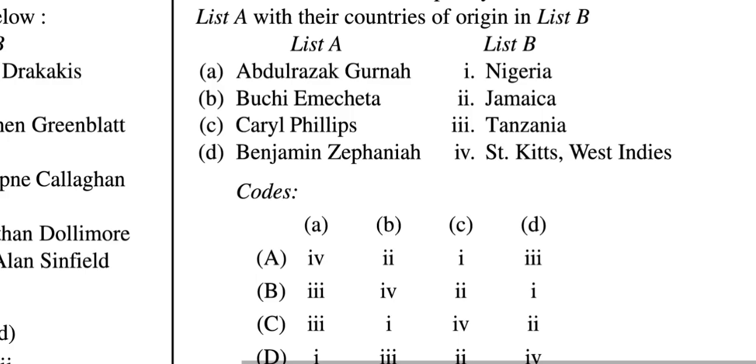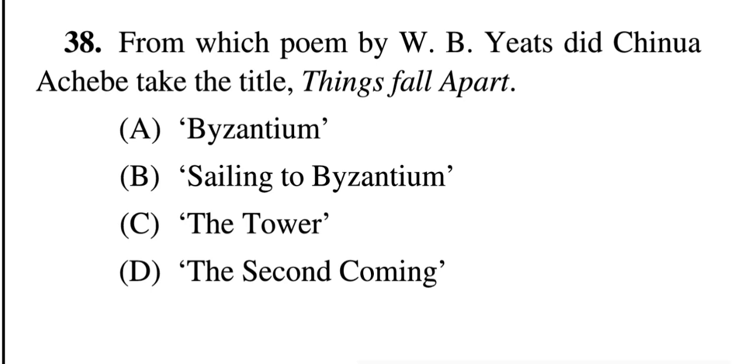Okay, now next question, 38. It says, from which poem by W.B. Yeats did Chinua Achebe take the title Things Fall Apart? So these two are known for their masterpieces, you all know. So read it if you have not read it before. Byzantium, Sailing to Byzantium, The Tower, The Second Coming. All of his poems are very notable. You have to study.